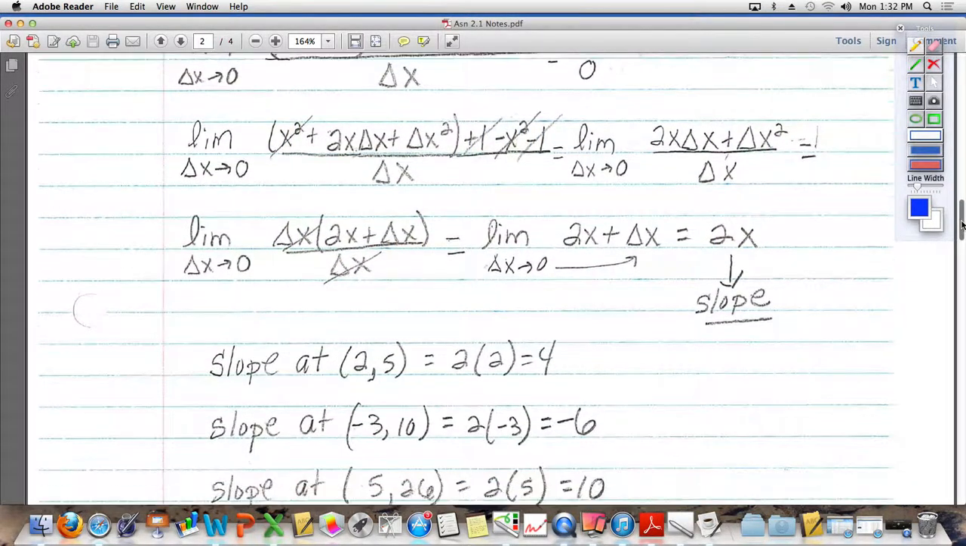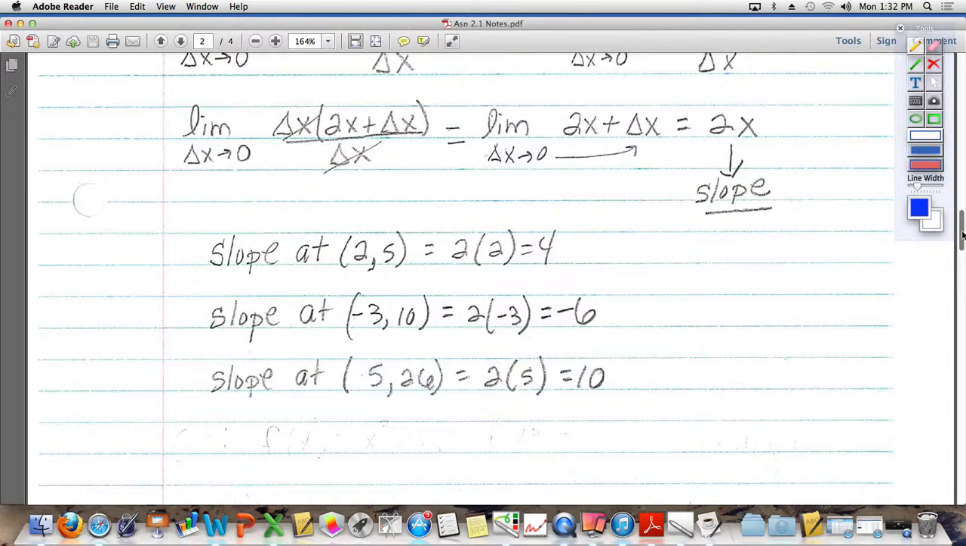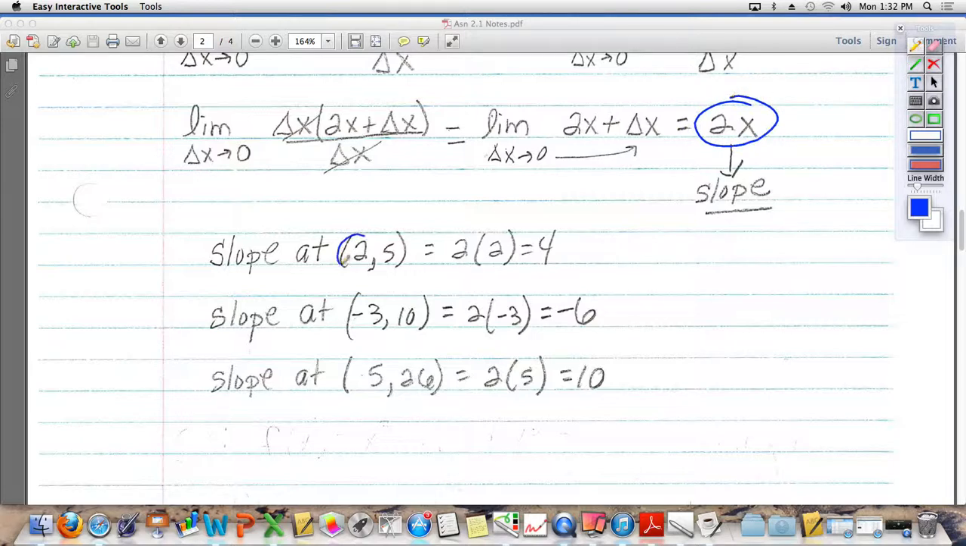So that's the slope. Then the next thing I talked about was this. What is the slope at 2, 5? Well, this is the rule we're going to use. We're going to use 2x. So I took this x value and I put it in, replacing x with it. 2 times 2 is 4. What about your slope at negative 3, 10? We don't really care about the y value. What we really care about is the x value. So you take that negative 3, you plug it into your 2x, you get negative 6. What about at 5, 26? Put in your 5. You get 10, okay?